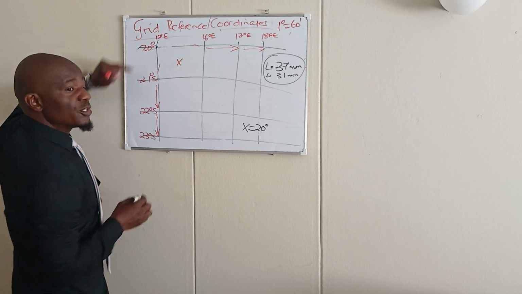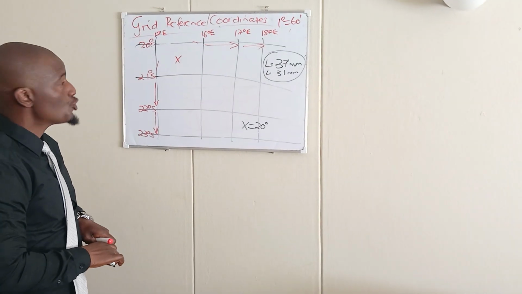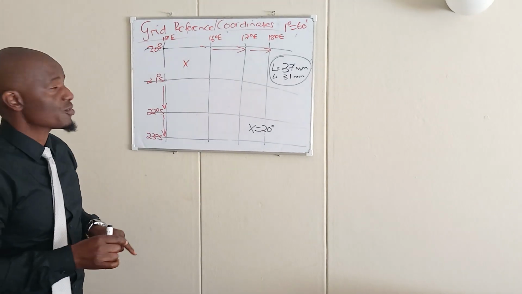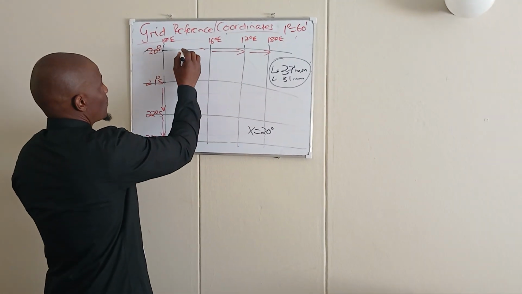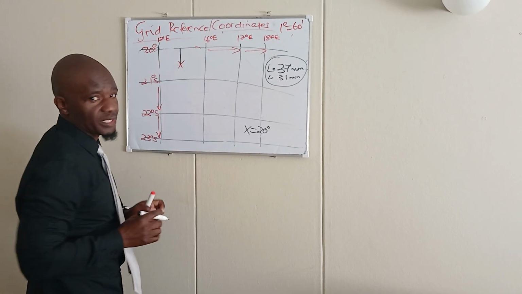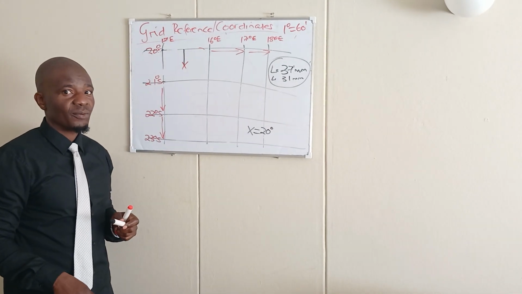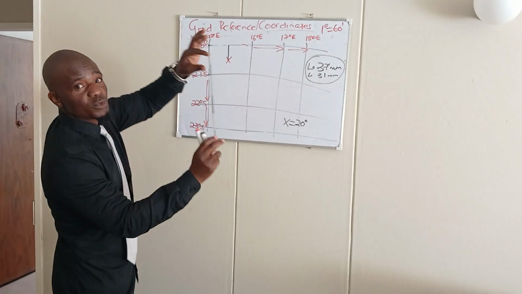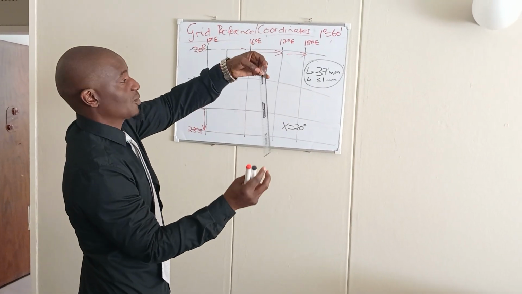Okay, so what I'm going to do now, in order for me to find the location of X in terms of minutes, I'm going to measure with a ruler from here up to there where my X is. I'm going to use my ruler. This is my ruler. Closer.